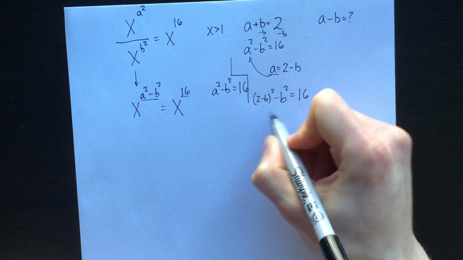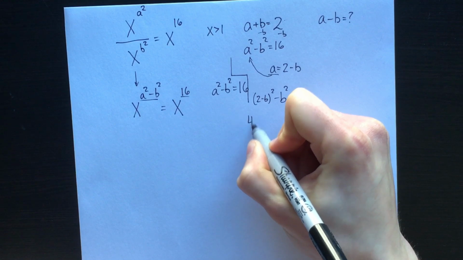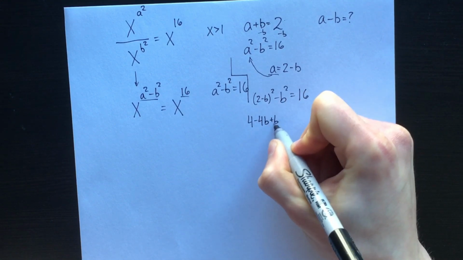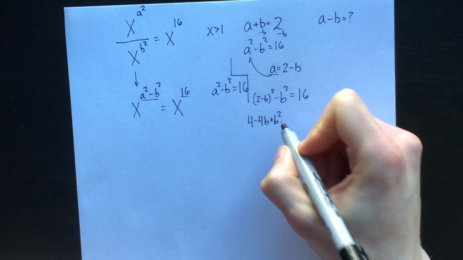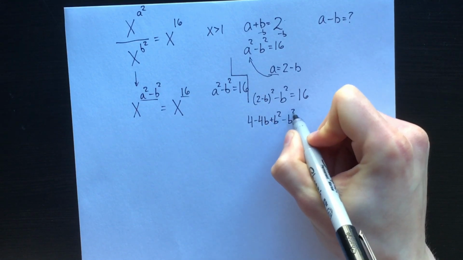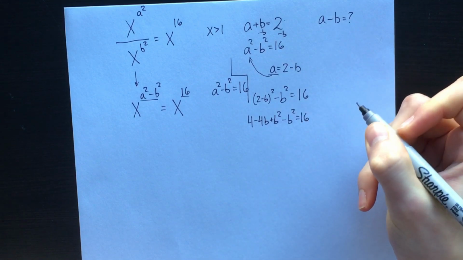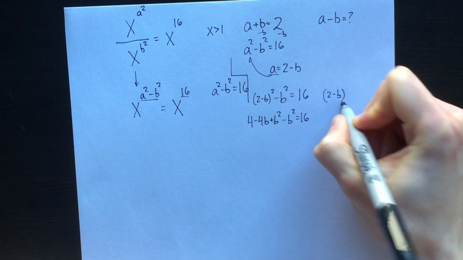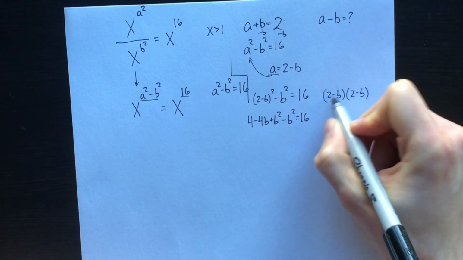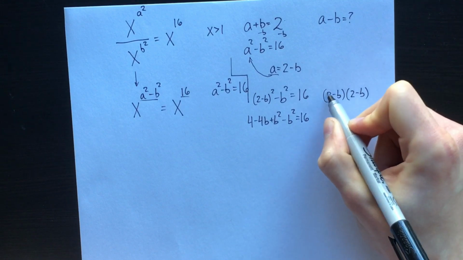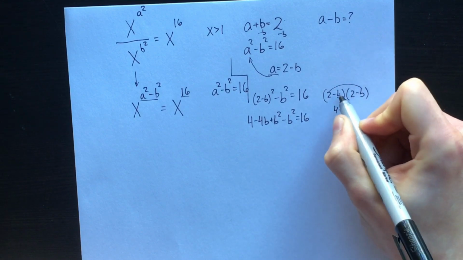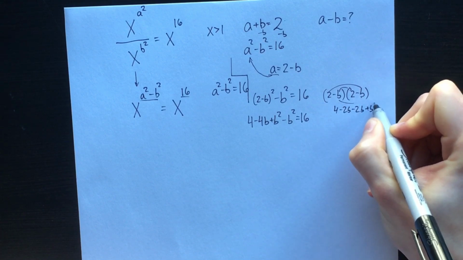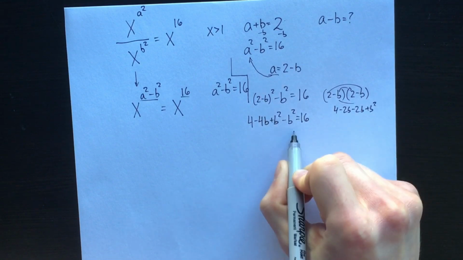Let's work this out, solve for b. So now it's going to be 4 minus 4b plus b squared. That's foiling that out. Minus b squared is equal to 16. Just as a quick note, how you do that: 2 minus b, 2 minus b, 2 times 2, 4, then 2 times negative b, negative 2b, then negative b times 2, minus 2b again, and then b times b, so plus b squared. So that's how I got this.